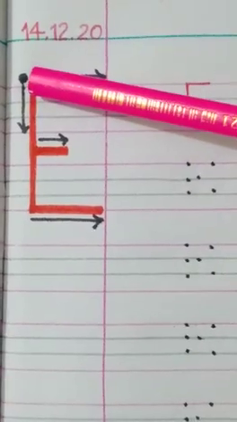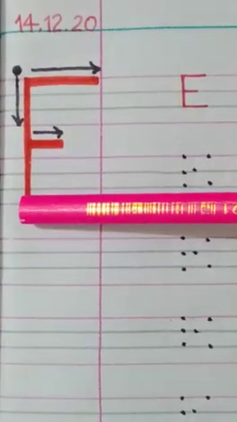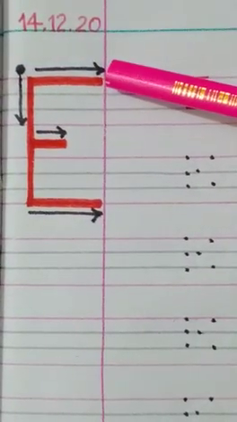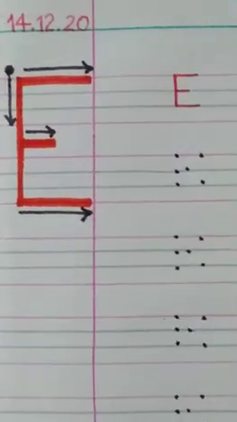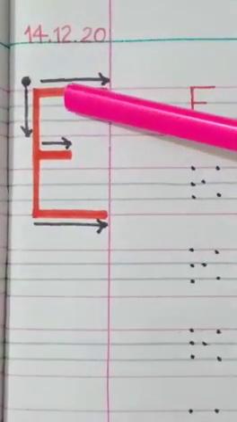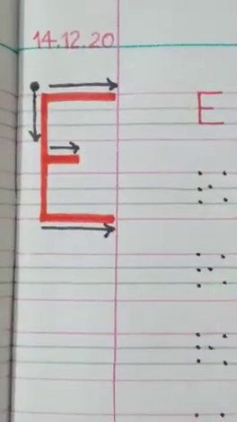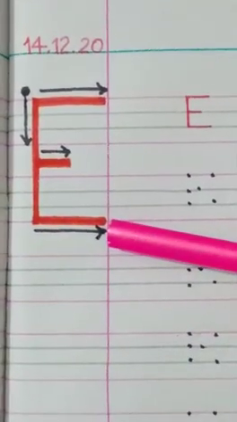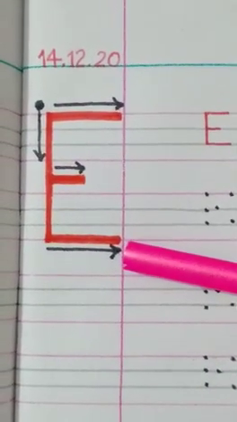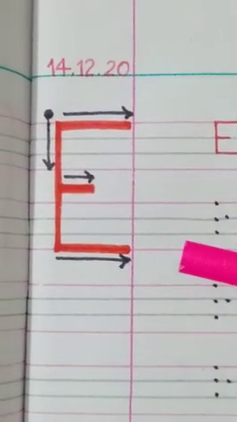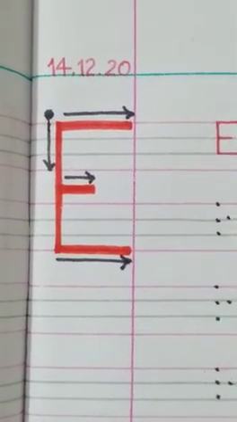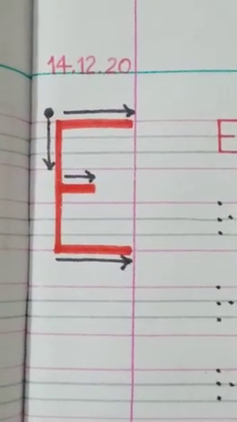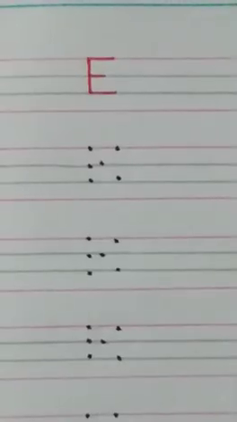So our starting point is having a straight line, and our second arrow is here. So we'll start second step of formation from top, and then the middle one and third one will be at bottom. So these arrows will make it easier to find out where we have to start E and how.